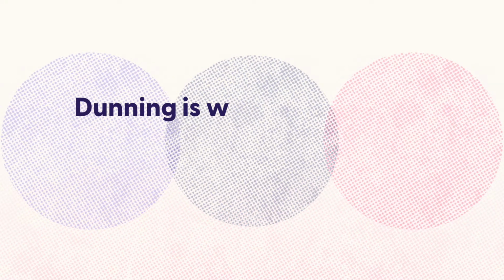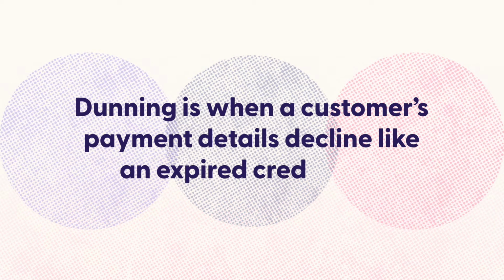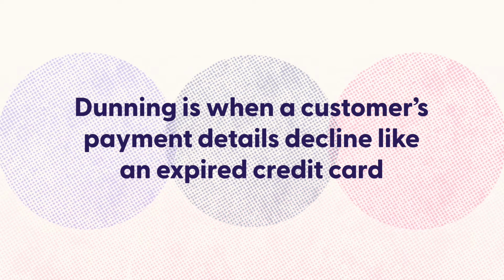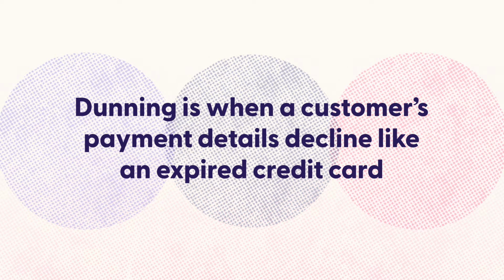You'll also want to optimize your dunning settings, which is when a customer's payment details decline, like an expired card, to help mitigate passive churn, for example. On the other hand, you can combat active churn by providing frictionless subscription management with a seamless customer portal experience.